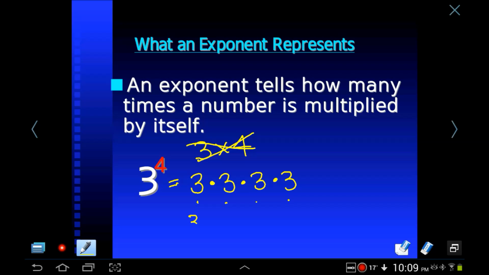You're thinking maybe 3 plus 3 plus 3. That would work out, but exponents don't do that. Exponents show you that a number is being multiplied by itself repeatedly that number of times. So it's going to be much bigger than 12.